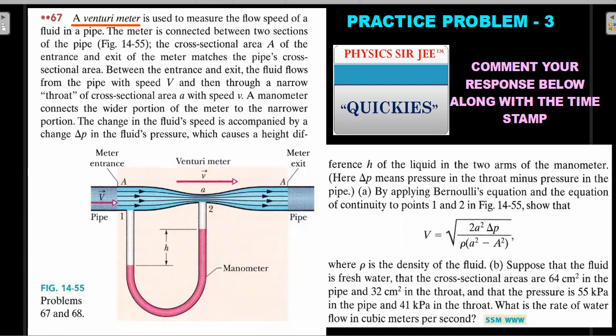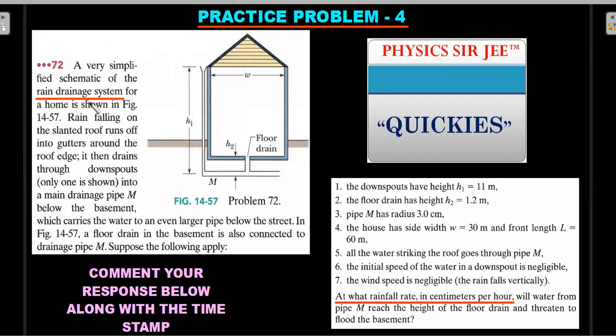Next, practice problem 4, a rain drainage system, a very important one, right? Again, just read the question. These are the conditions that are given, and this is the final question that is being requested: at what rainfall rate in centimeters per hour should this be, so that the particular floor gets drained? Read this. These are the kind of practical things in fluid dynamics that generally catch the attention of a JEE examiner.